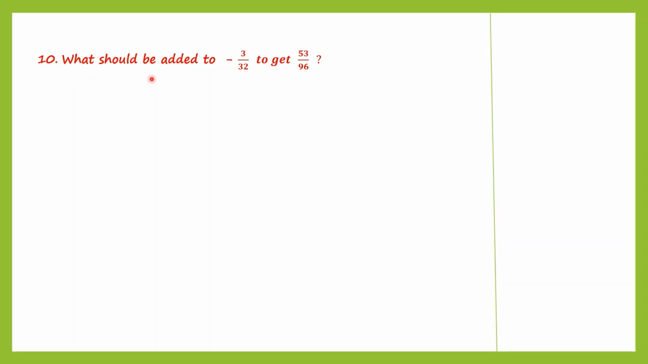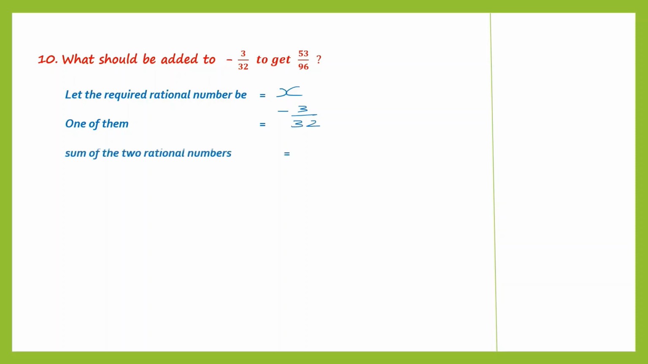Question 10. What should be added to minus 3 by 32 to get 53 by 96? So we need to add something to minus 3 by 32 and our answer will be 53 by 96. So let's begin by saying let the required number be x. Then one of the numbers is minus 3 by 32, and when we add both these, the sum will be 53 by 96. This is given to us.